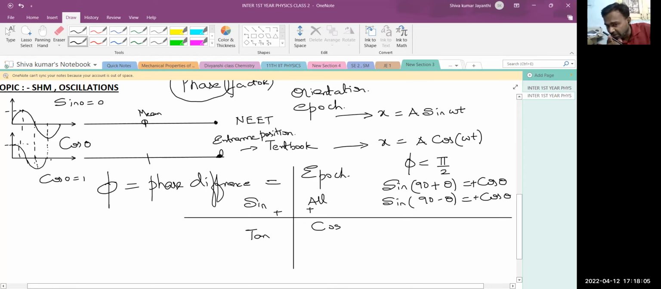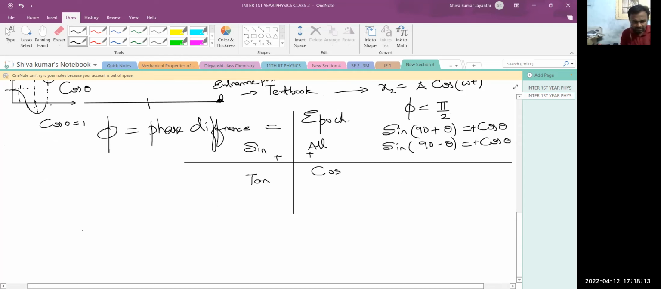So can we represent this x1? Can I say this is x1 and this is x2? So this means that x1 is a function of time, given as a sine omega t. How this omega t came, I will explain. That's the big derivation. Now we have to do how this omega came.